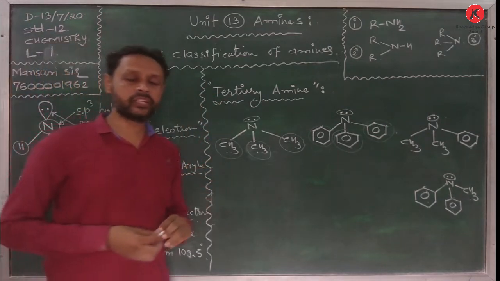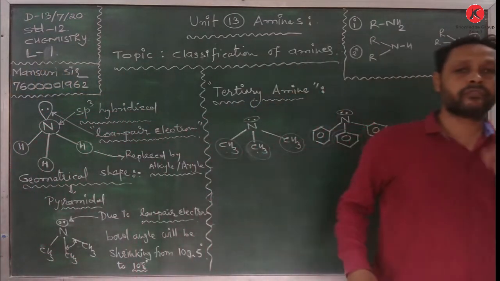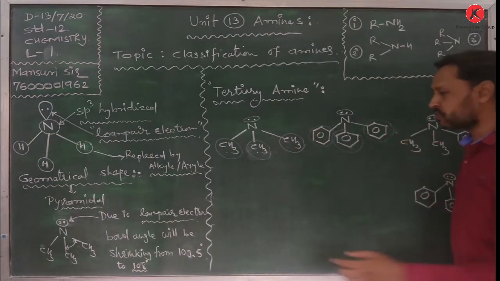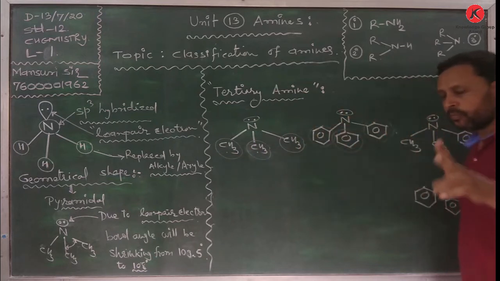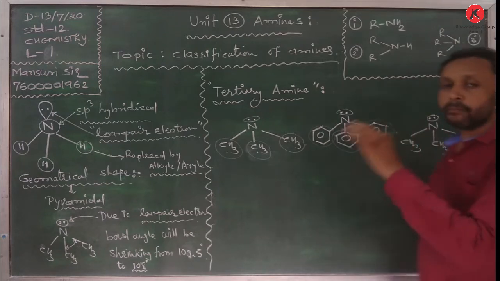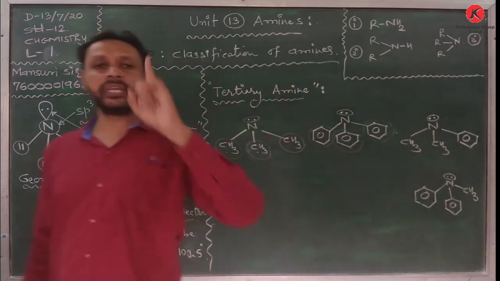So the definition is like this: if 3 hydrogens of ammonia are replaced by 3 alkyl groups, or 3 aryl groups, or 2 alkyl and 1 aryl, thereafter 2 aryl and 1 alkyl group, then the compound is known as tertiary amine.